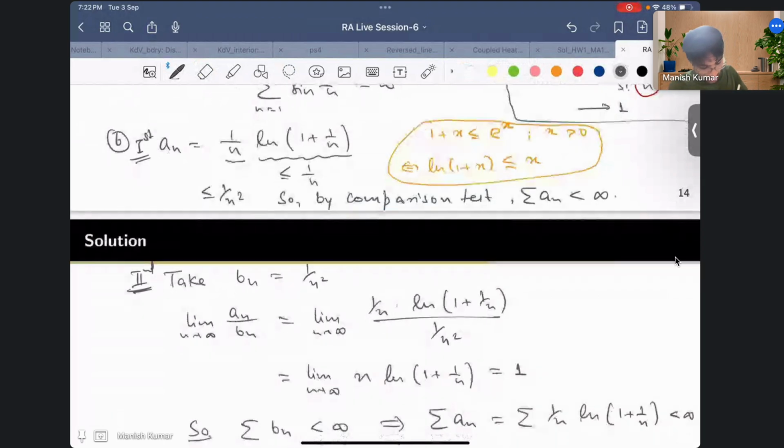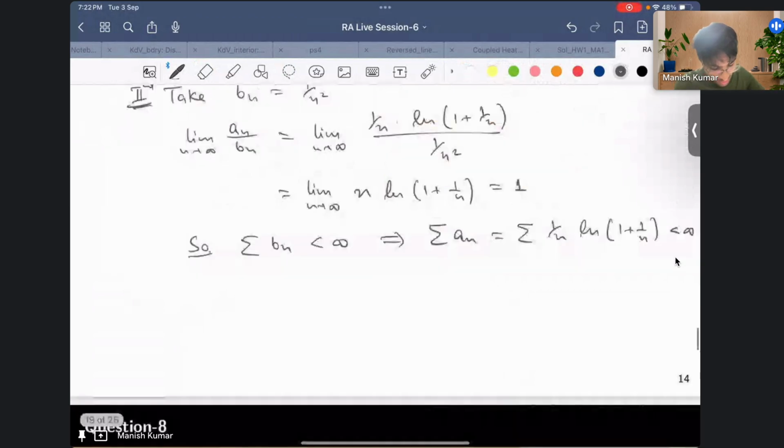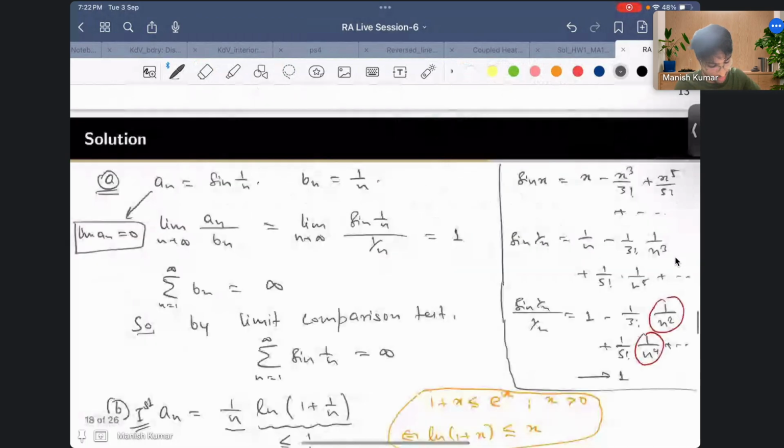Now let's come to the C part. So this is ln n upon n^p. So a_n is ln n upon n^p. For p equal to 1 you already know, right?